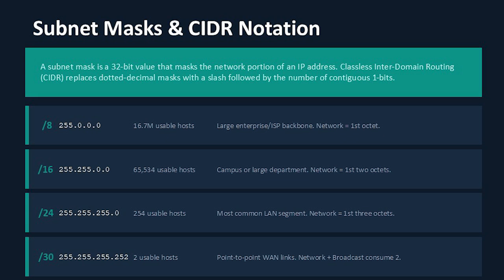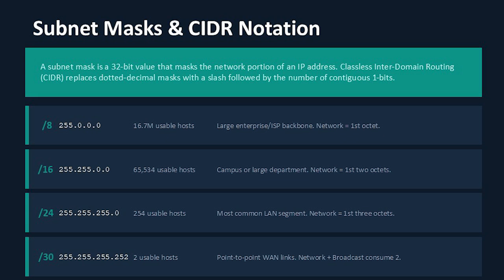At the bottom, you'll have a /30, which is 255.255.255.252. So notice that this is slightly different. You can only have 2 usable hosts in there. And this is one of the smaller, or actually the smallest, usable network ranges.